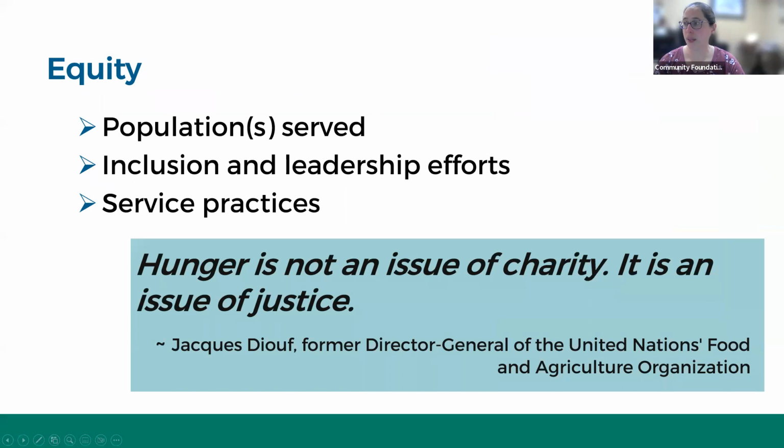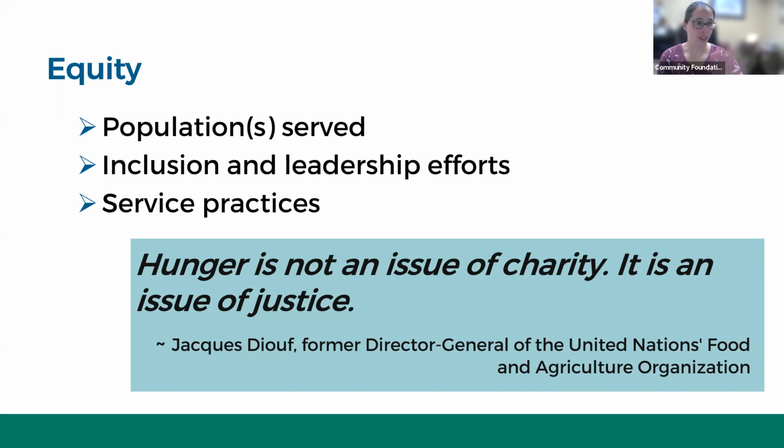So additionally, within the application, we're going to be asking about equity. And there, you can think of equity in 3 different ways. And so within the application, and this is part of the story that you're serving. So one of the ways that you can think about equity is in terms of the population served. And so these are the people that you're touching within the program.